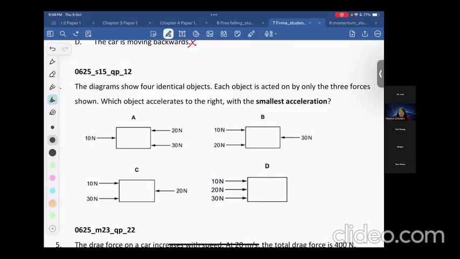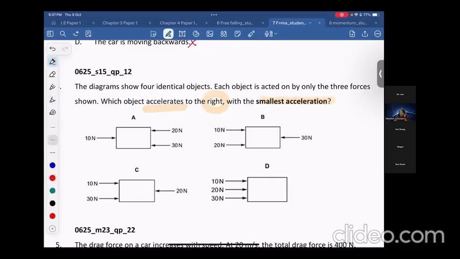Kristen, no. Kristen, no. Accelerate to the right. How about others? Yes, Teresa, yes. Krista, yes. Okay. Keyword must be to the right. Must be accelerate. Okay, so smallest acceleration.